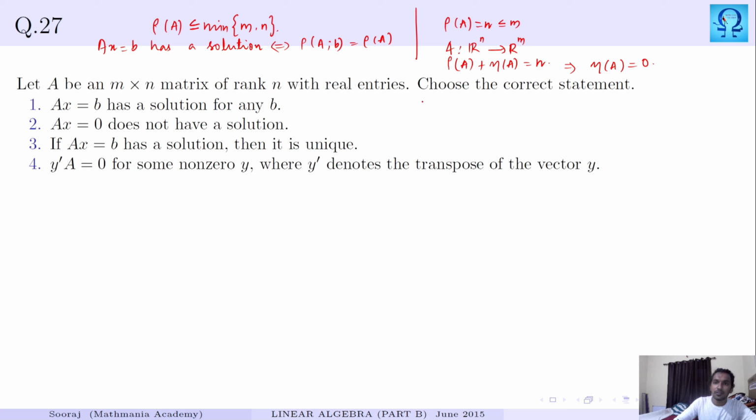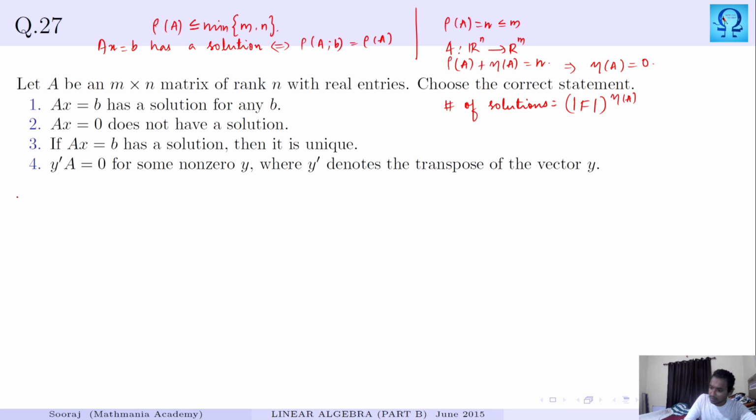And if you have to find the number of solutions, it is simply the cardinality of F to the power nullity of A. This is one thing. These are the things that we have to keep in mind and proceed further, right?